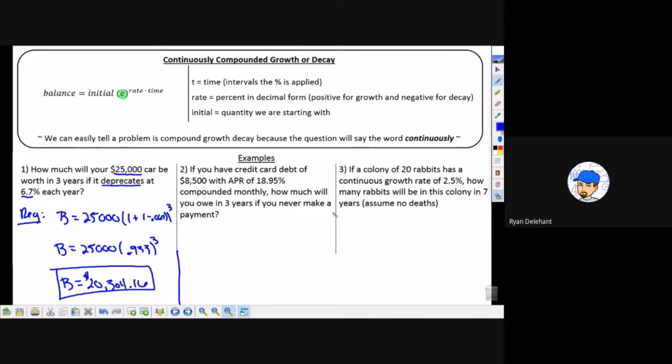Not bad for a 3-year-old car. All right, 2 and 3. So let's just identify, and then we'll go back and we'll actually work the problem.